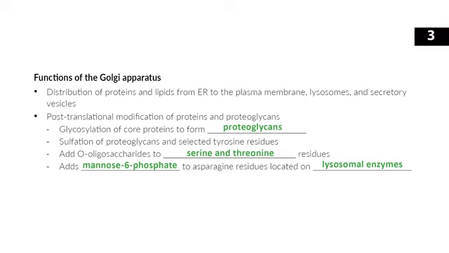This mannose-6-phosphate is like the address label that tells the cell that those enzymes need to go to the lysosome. Again, lysosomes are where cells break down waste products and cellular debris. So the Golgi apparatus tags these enzymes with mannose-6-phosphate, which tells the rest of the cell that this is an enzyme for the lysosome. And one more time, which amino acids can be modified by the Golgi? Tyrosine, serine, threonine, and asparagine. That does get tested from time to time.